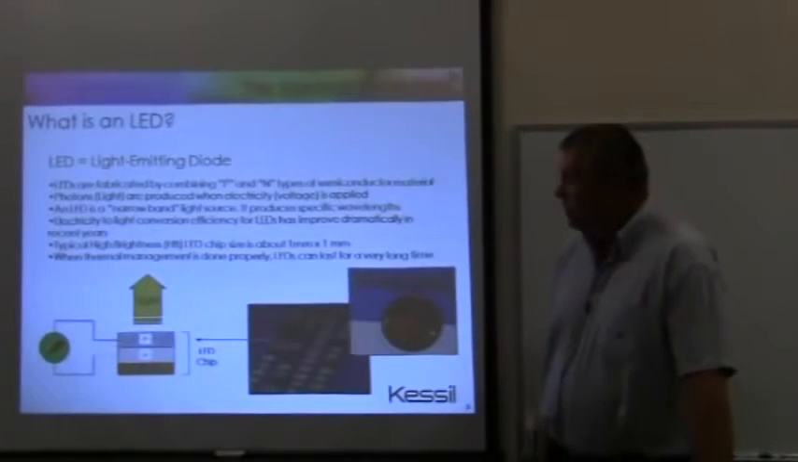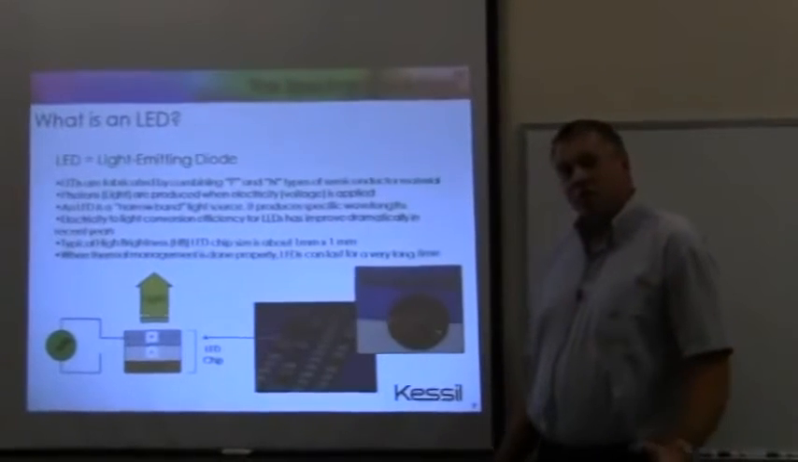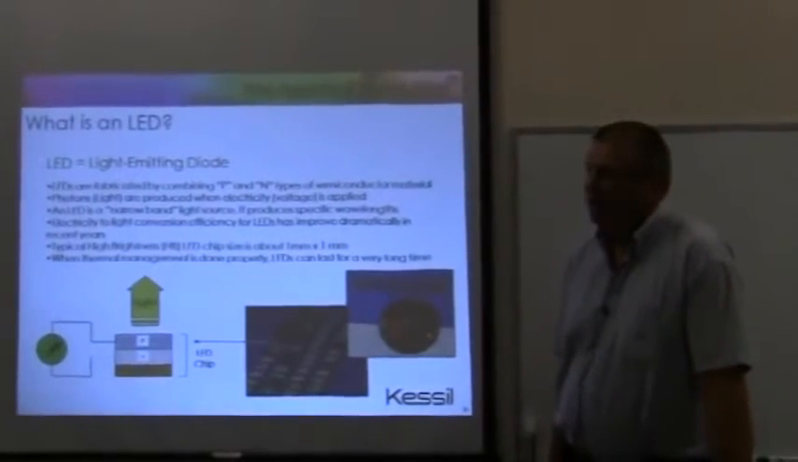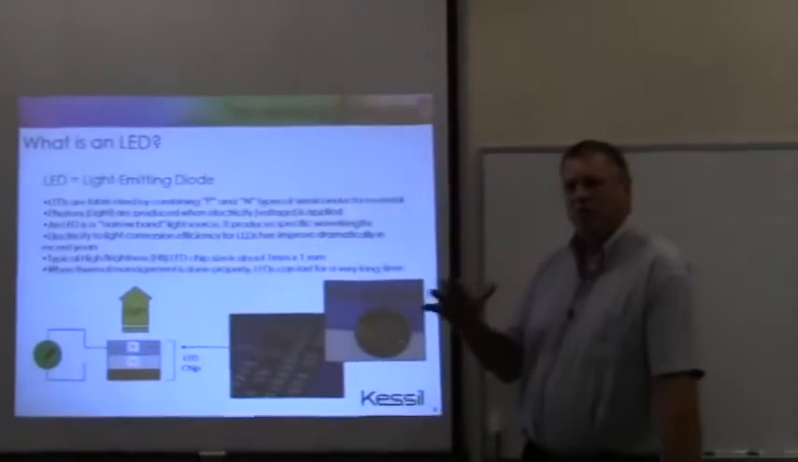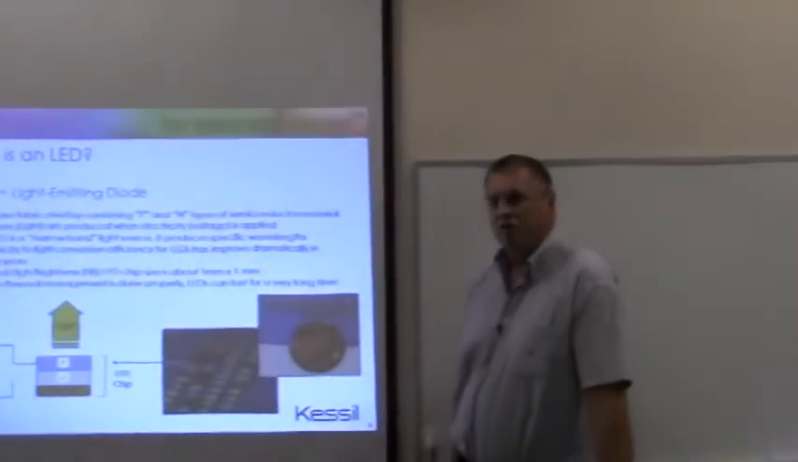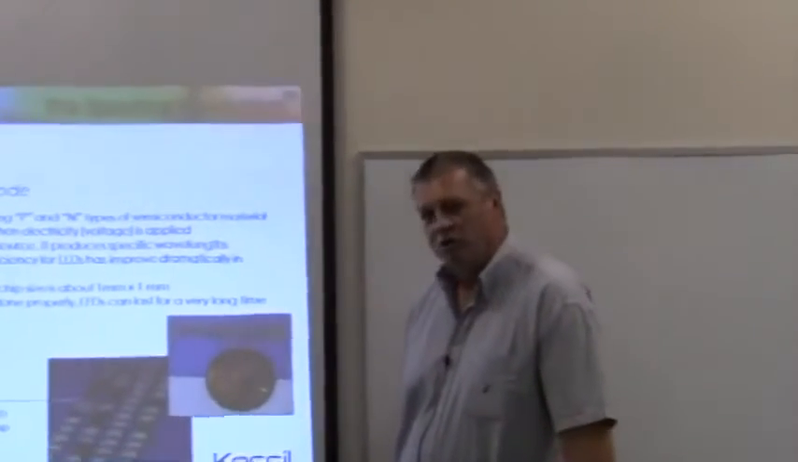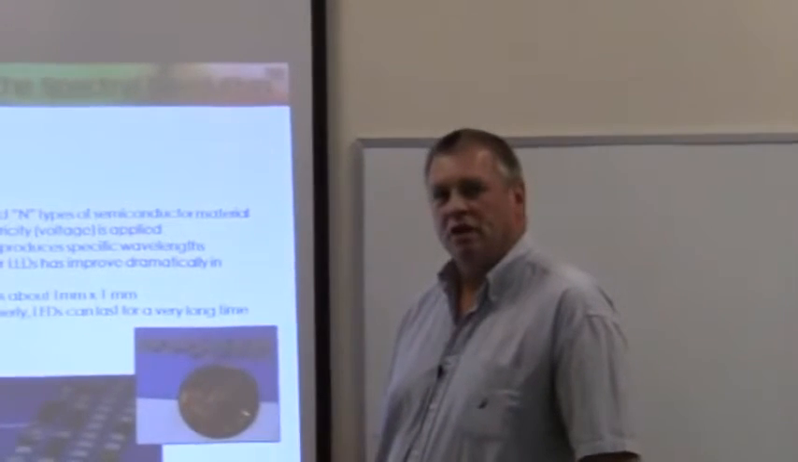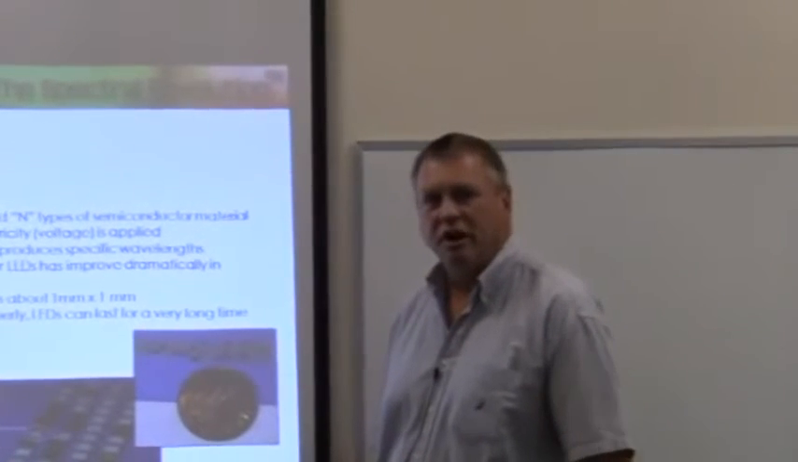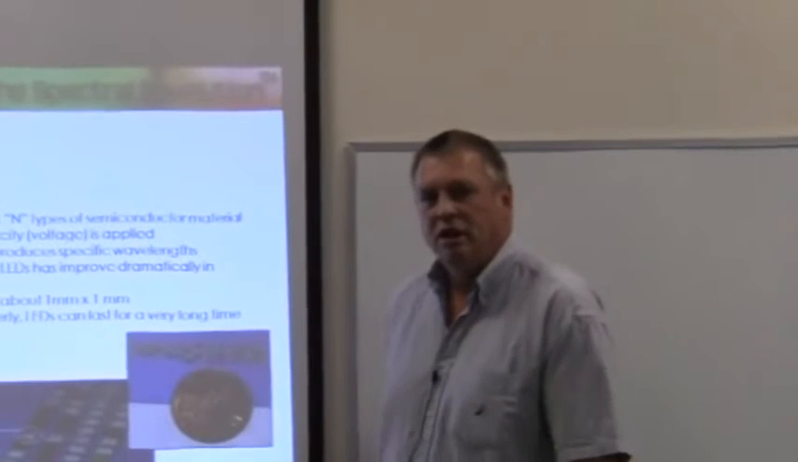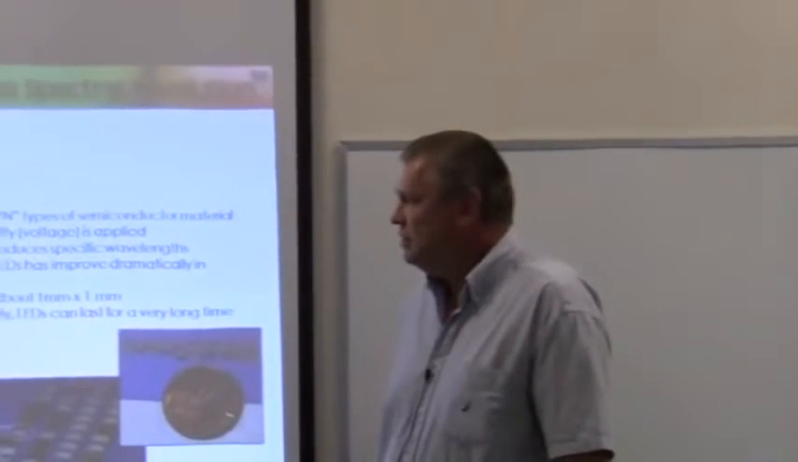An LED chip is a narrow band light source, and by that I mean it doesn't produce light over the whole visible light spectrum. It produces light over a fairly narrow band of wavelengths. So you'll have red LEDs, and actually different shades of red LEDs, blue LEDs, green LEDs, and so forth.